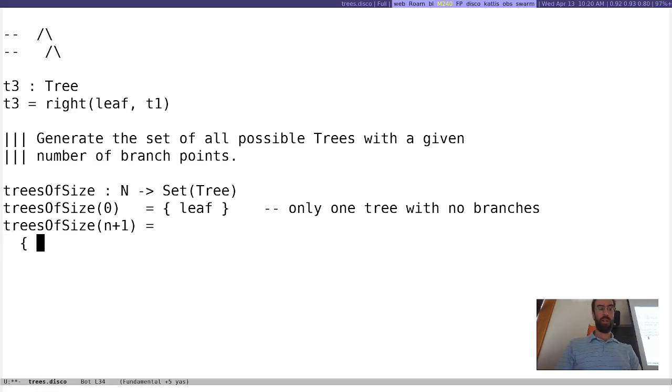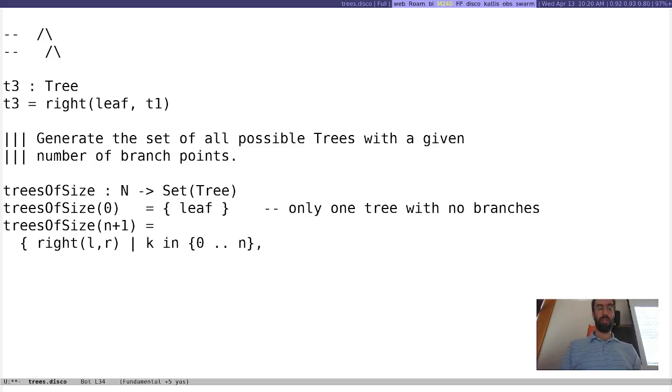I want a set of, say LR, and we want to figure out, okay, what are the left and right subtrees going to be? So first of all, I'm going to choose how many branches I want on the left and how many I want on the right. So we'll say K is going to range from 0 up to n. K is the number of branches that are going to be on the left. And we could have 0 all the way up to n.